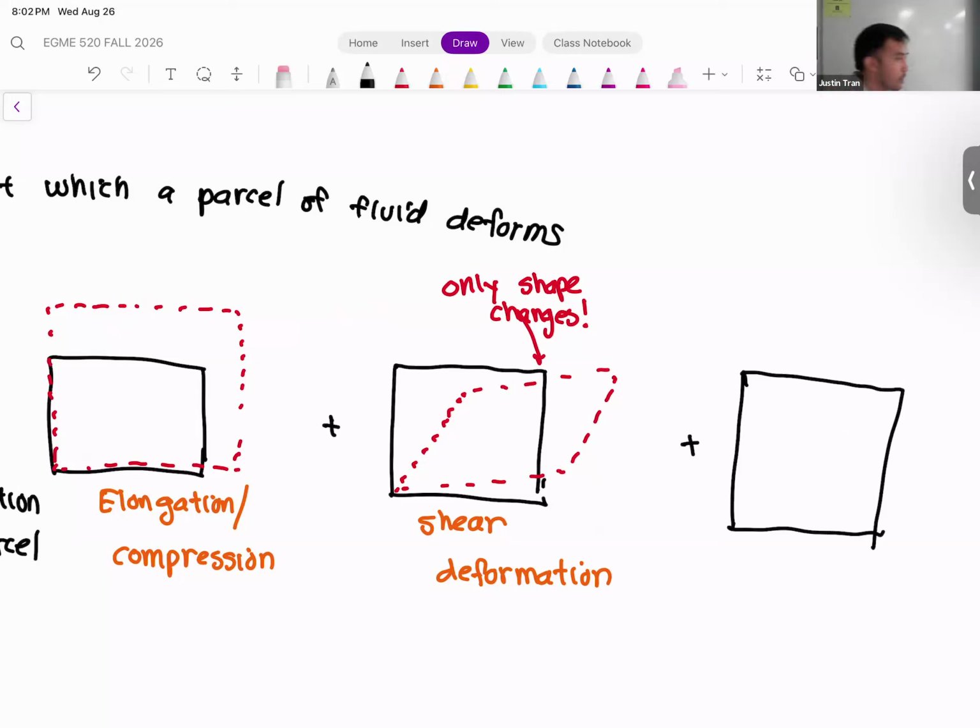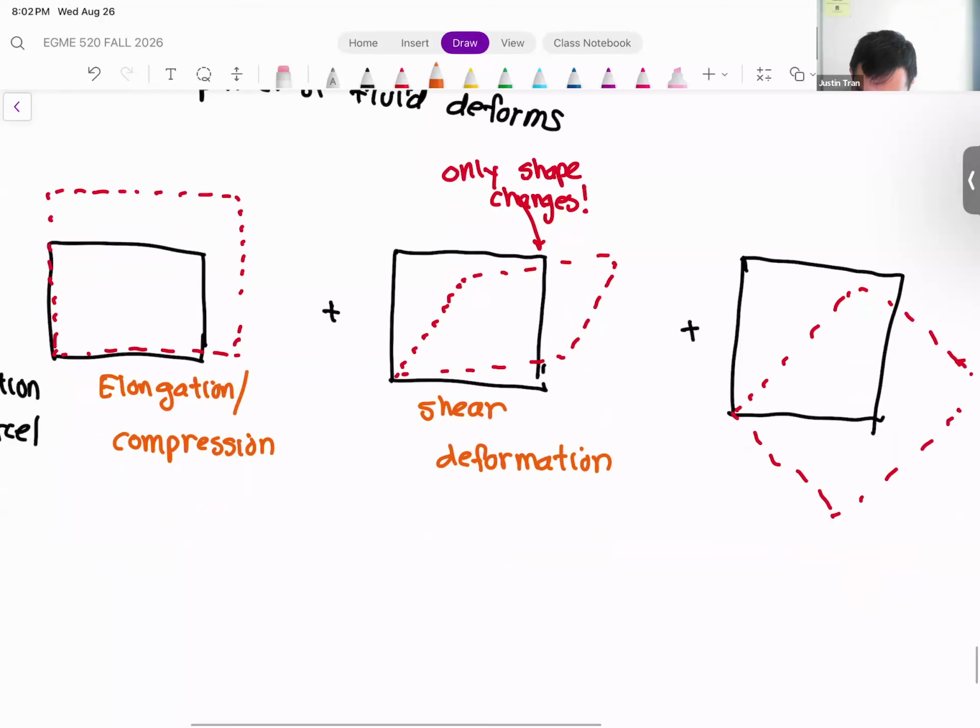Again, we'll draw the original parcel here. Okay. Another way that the parcel can deform is that maybe it doesn't change size or orientation at all, but maybe it just rotates. So it basically maintains the same size and shape. It just rotates on its axis a little bit. So in other words, maybe it might look something like this. So this mode here is called pure rotation.